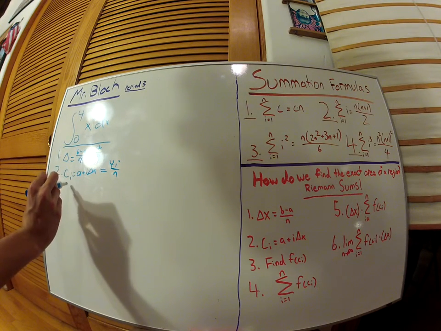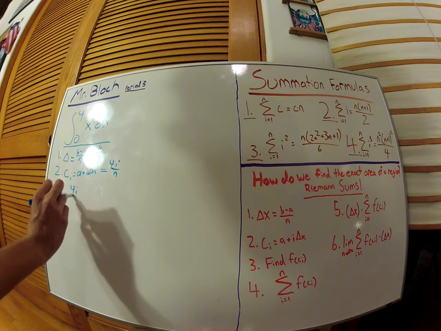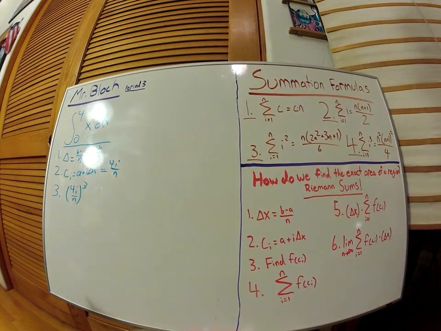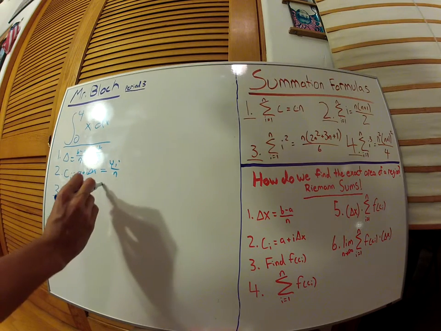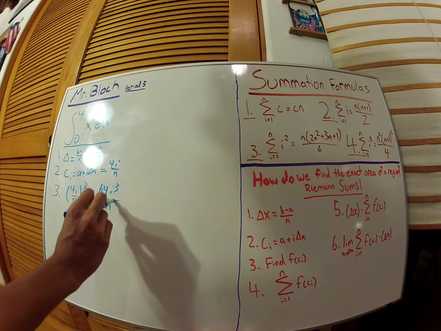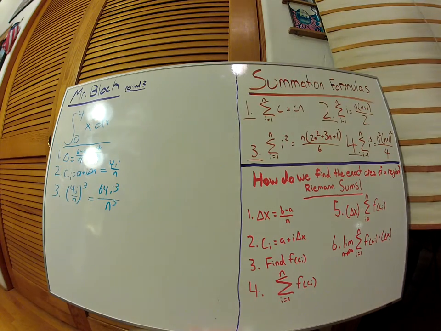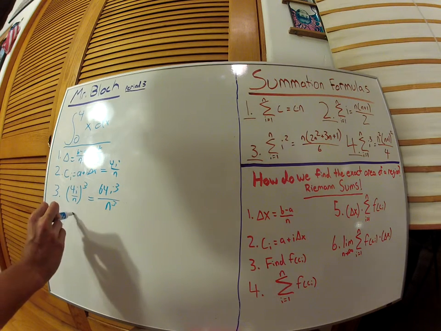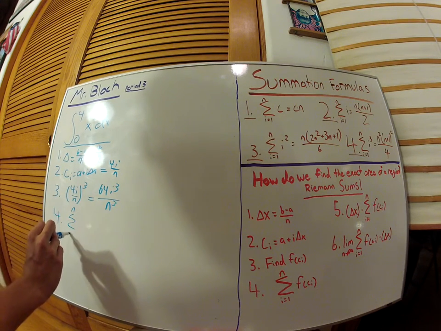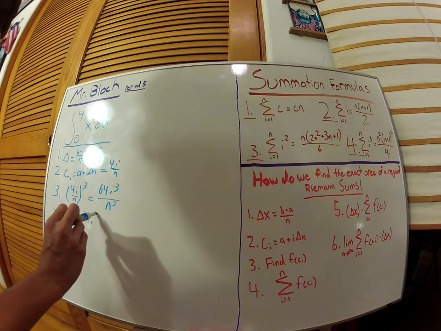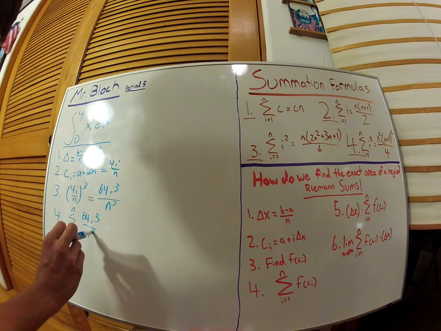So we want to plug in c_i = 4i/n to the power of 3. Alright, so we get 64i cubed over n cubed. Number 4 is the summation, i equals 1 to n, of 64i cubed over n cubed.